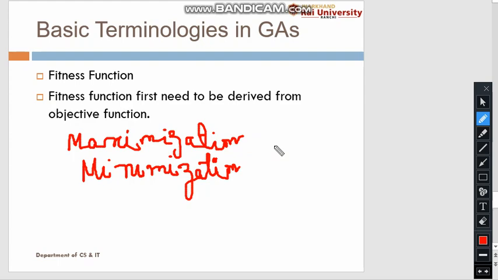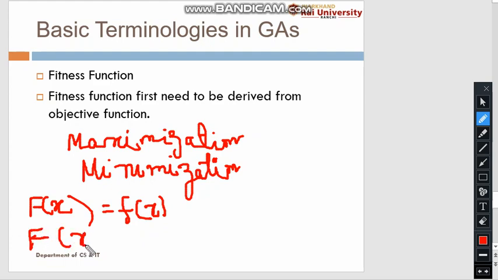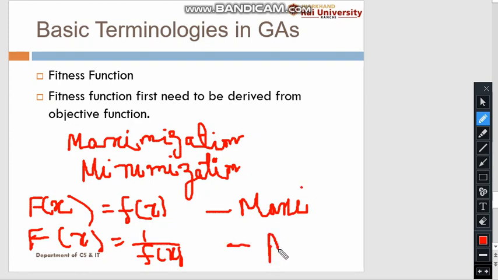Let's see, if we have a problem like f of x, then for maximization we have to transform in this way, and if it is a minimization problem then we have to transform it into 1 by f(x). This is for the maximization one, and this is for the minimization one.